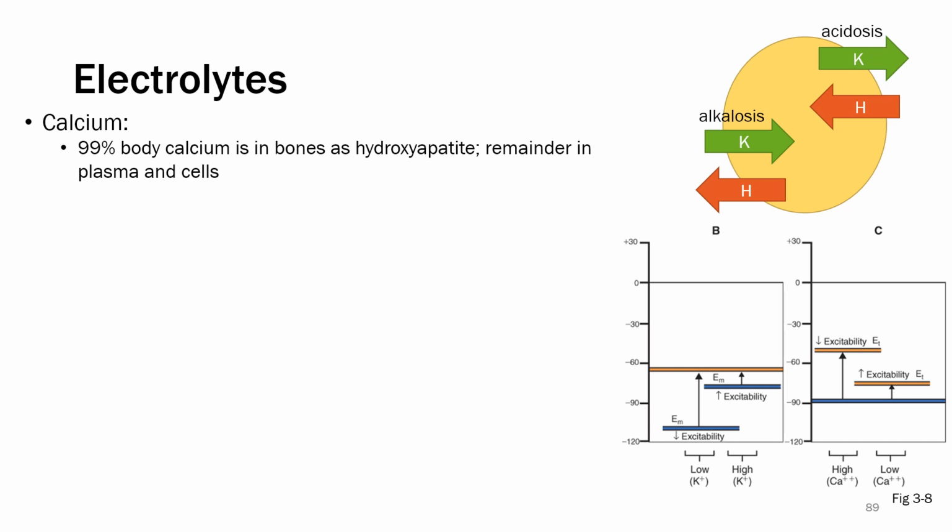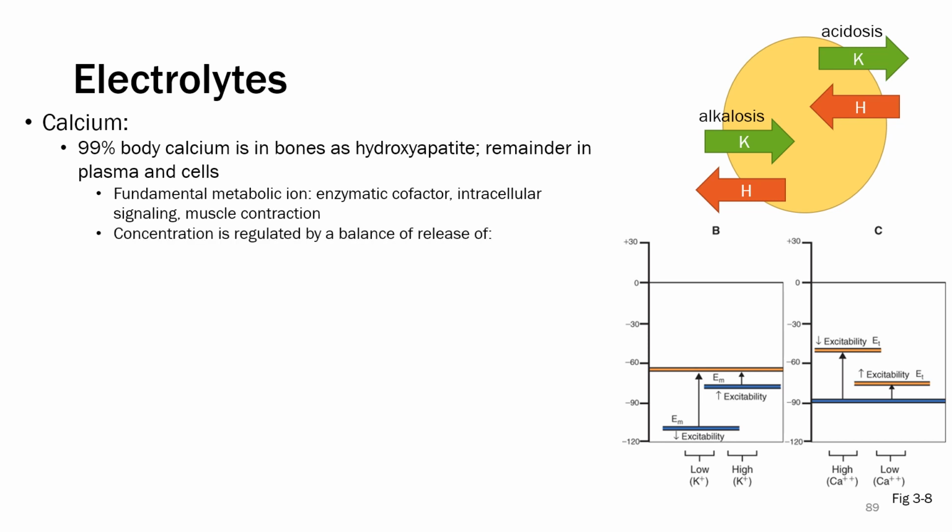When we look at calcium, 99% of the body calcium is in bones as hydroxyapatite. The remainder is in plasma and cells. Calcium is a fundamental metabolic ion. It's an enzymatic cofactor, an intracellular signaler. We saw it already with the inositol triphosphate system. It's important in muscle contraction. We'll look at that in future units. A major player in the body, calcium.